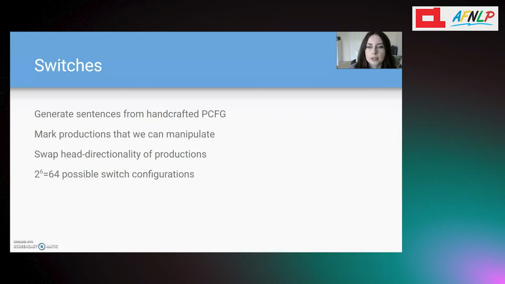So we used the base grammar to generate all of our sentences, and then, as I'm going to demonstrate in a minute, we went through the sentences, swapping head directionality of the marked productions to get all 64 variants of the sentences. And as shorthand, I will talk about each grammar using the list of values of the 6 switches.